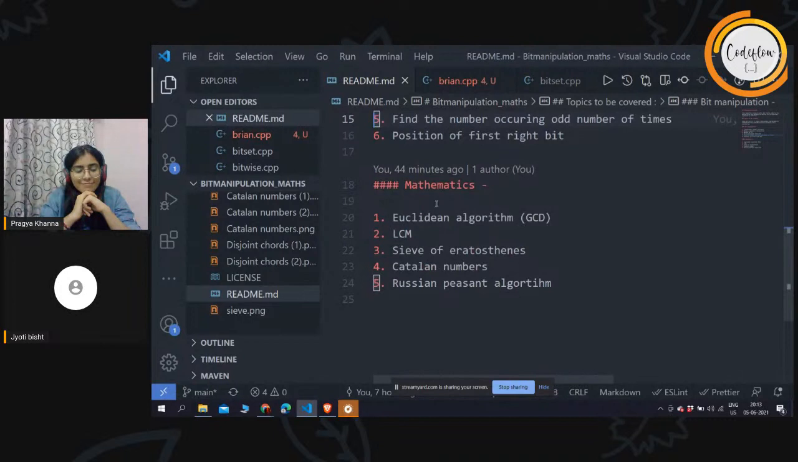Okay. Now let's dive into maths. For maths, first let me just take your doubts for bit manipulation. If you have any, just drop it in the comment section. I'll just read it. Any questions, you can just pop up.